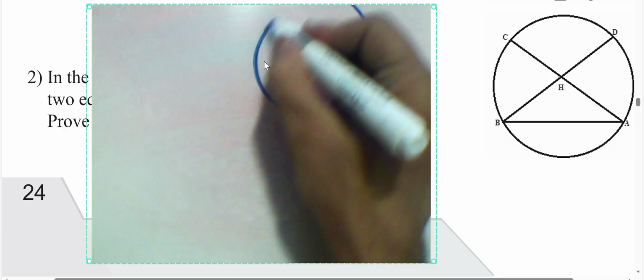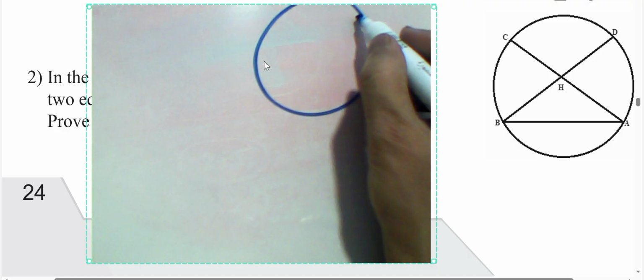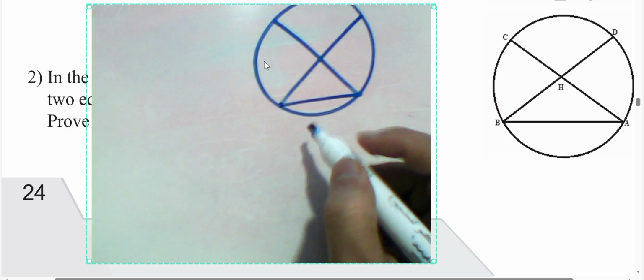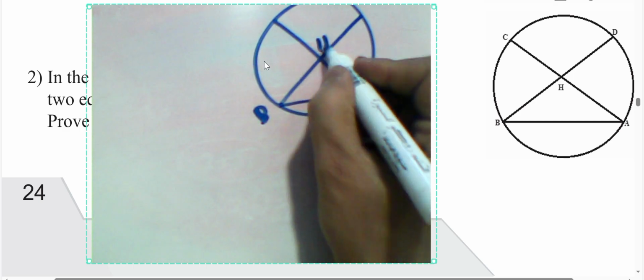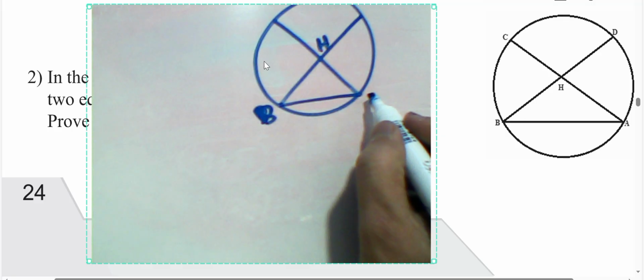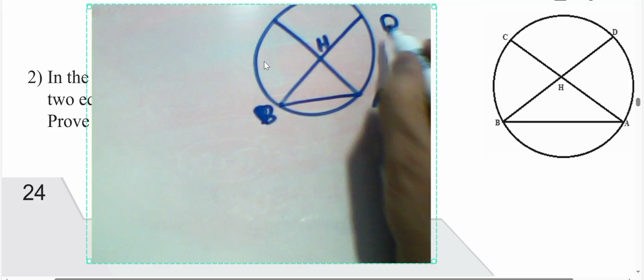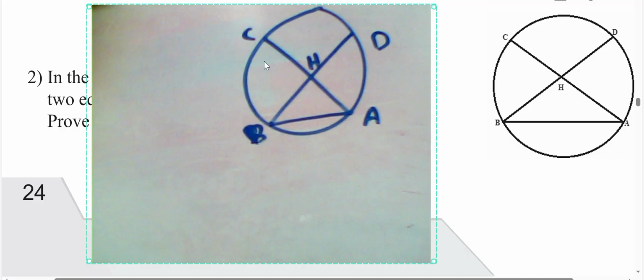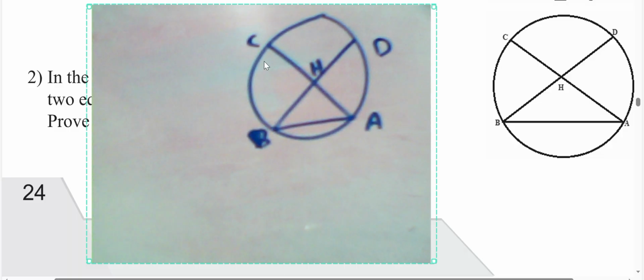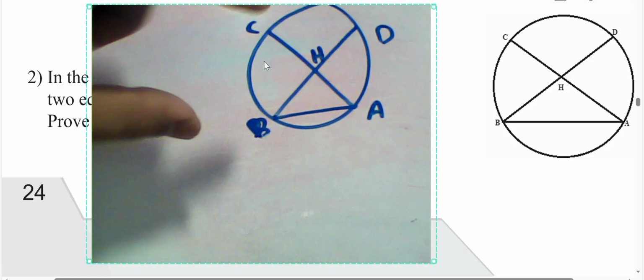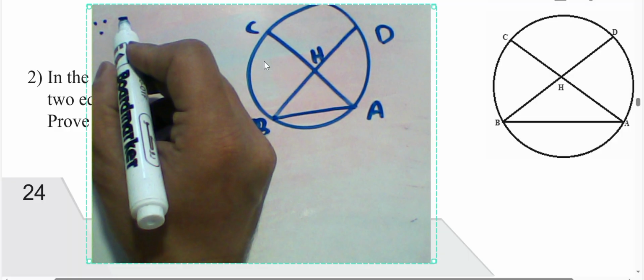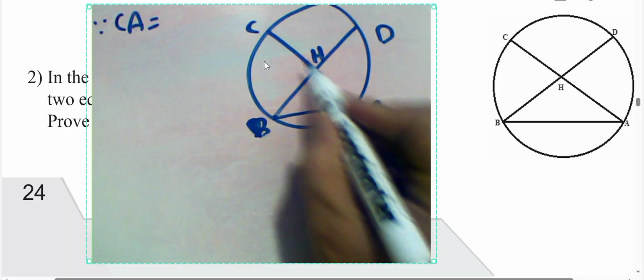We have here a circle. We have here P, H, A, D, and here C. He gives me two chords of equal lengths. He tells me the chord BD equals the length of CA, such that CA was equal to BD.